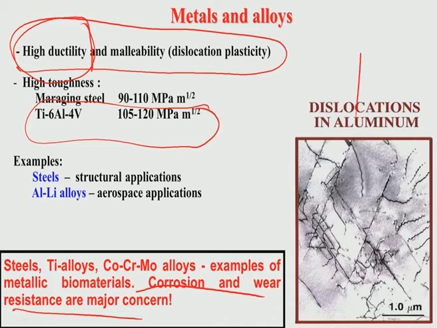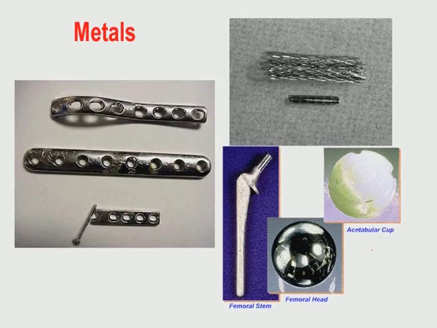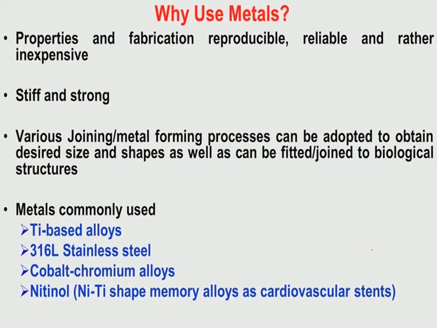This is the TEM image, transmission electron microscopy image of aluminum, just to show how the dislocation threads are there, and these are the dislocation lines in the material. So, why use metals for biomedical applications? They have elastic stiffness and they are strong.